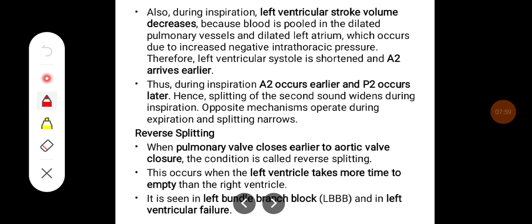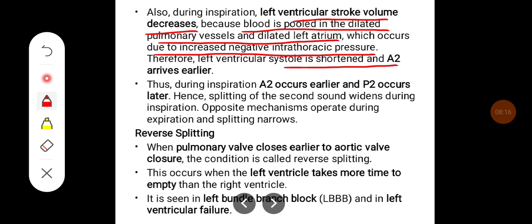Also during inspiration, left ventricular stroke volume decreases because blood is pooled in the dilated pulmonary vessels and dilated left atrium, which occurs due to the increased negative intrathoracic pressure. Therefore, left ventricular systole is shortened and A2 arrives earlier. Thus, during inspiration, A2 occurs earlier and P2 occurs later. Hence, splitting of the second heart sound widens during inspiration, and opposite mechanisms operate during expiration and splitting narrows.